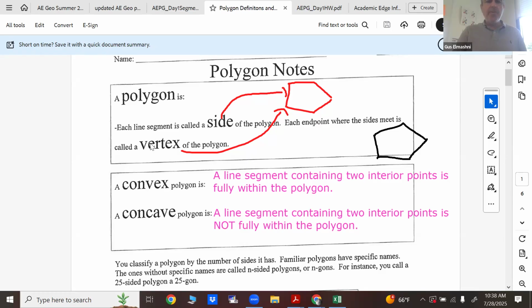What does interior mean when you hear the word interior? Yeah, like the interior of your car, an interior decorator, whatever, right? So if I pick 2 points on the inside, if I connect them, is that segment fully within the polygon? Yeah, it is. Now let me draw one that's concave. And when I do this drawing, I think this will help you remember what concave really means. Okay, it kind of looks like a crown in a way, right?